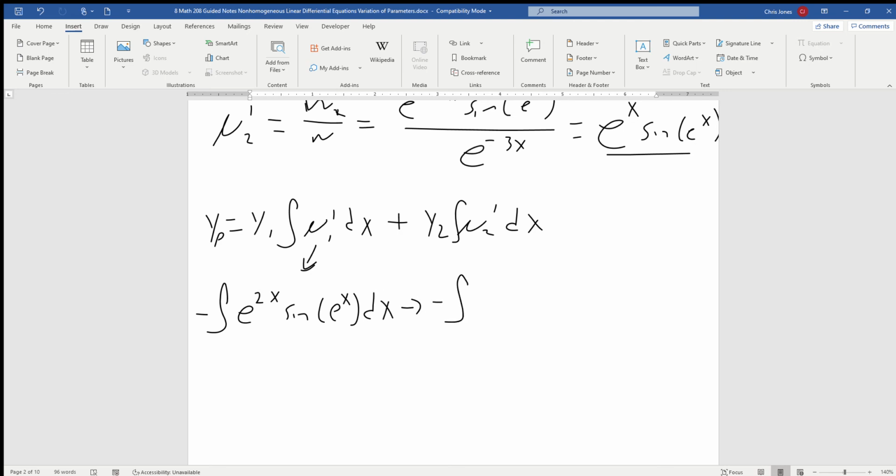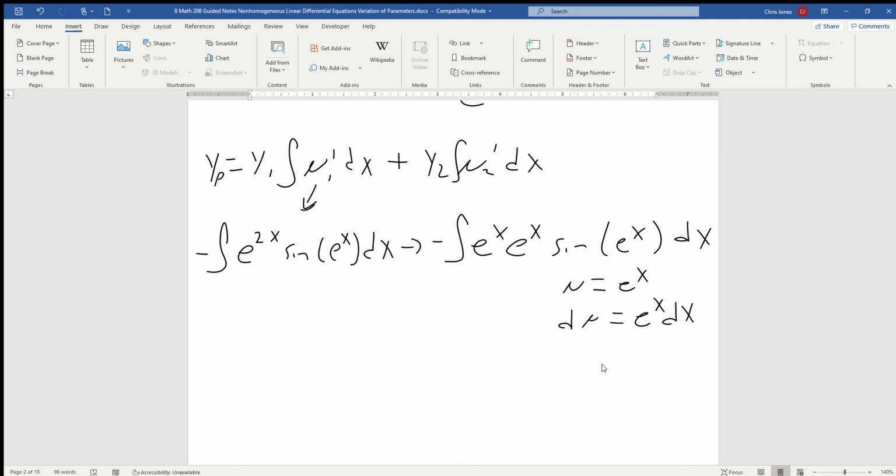All right, so we're going to rewrite this as e to the x times e to the x sine e to the x dx. So we're going to be sneaky about it, and we're going to use a u substitution, even though it's not going to get us completely to where we need to go, it'll make it evaluable. So u is going to be equal to e to the x, du is going to be equal to e to the x dx.